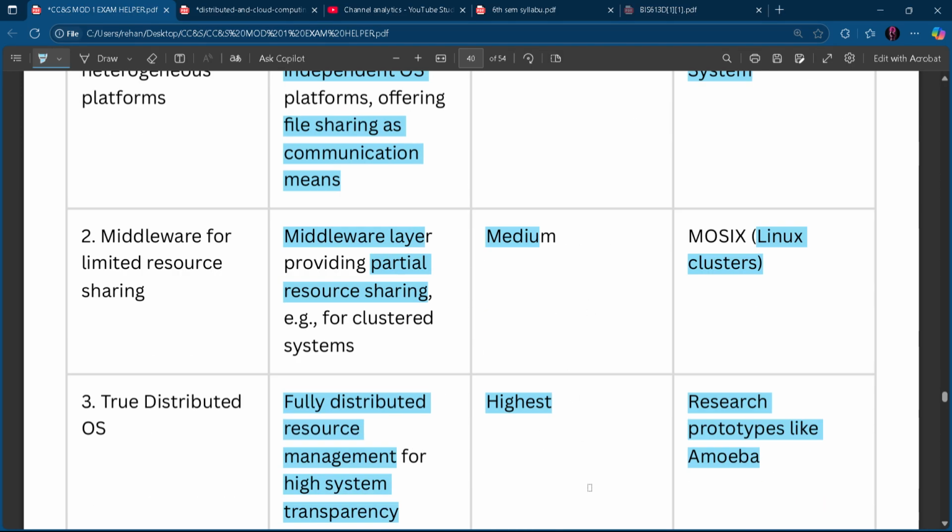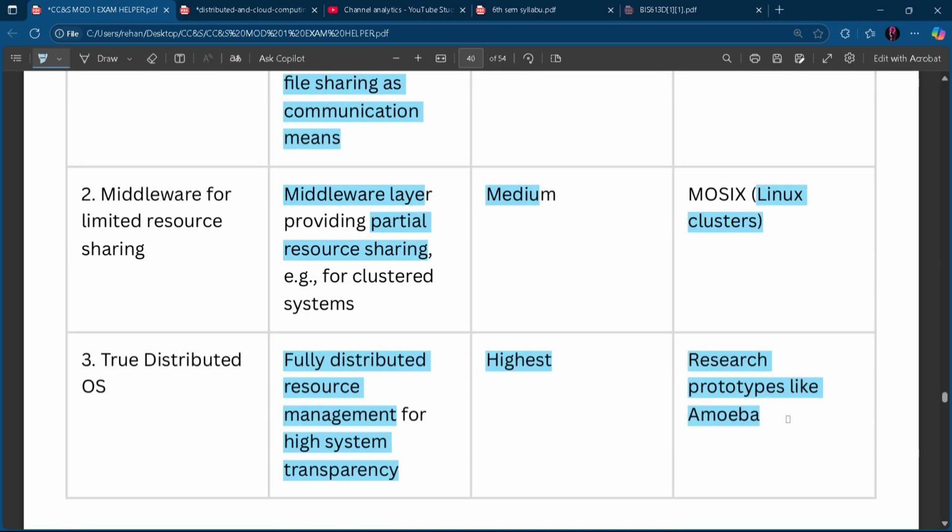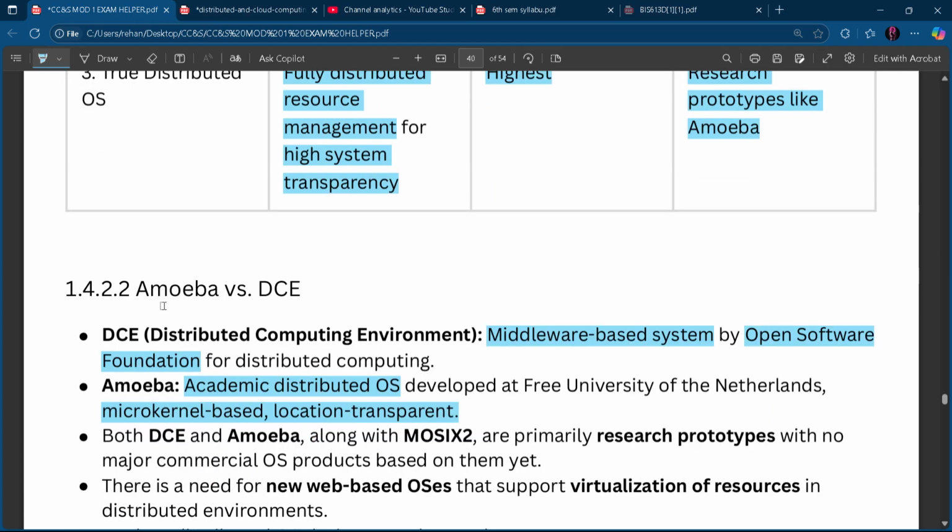Transparency level: lowest, medium, highest. Examples: distributed file system, Linux cluster, resource prototypes like Amoeba. Amoeba is not that biological thing, that organism. It's about technology. Amoeba is an academic distributed OS. It is an operating system.